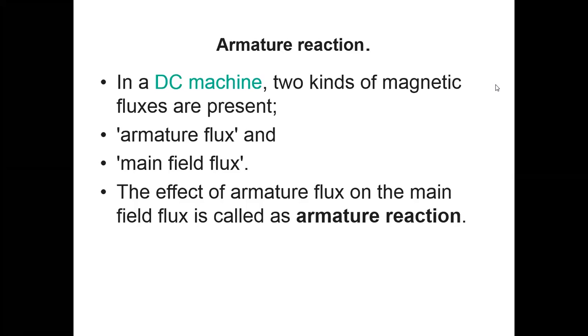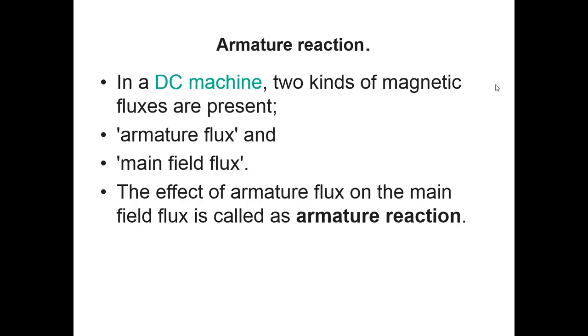Main flux will be affected. Main flux is the major cause to produce EMF, but that flux is opposed by the armature flux. That total process is called armature reaction. Once again, the definition of armature reaction is the effect of armature fluxes on the main field fluxes. Main field fluxes are produced by magnetic poles, whereas armature flux is produced by armature winding.